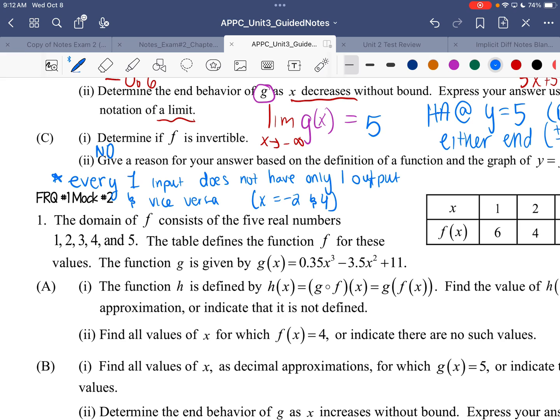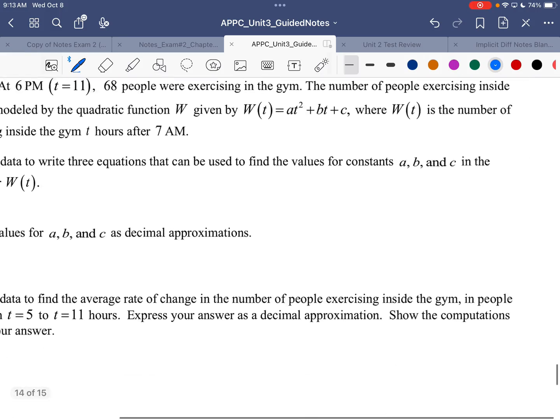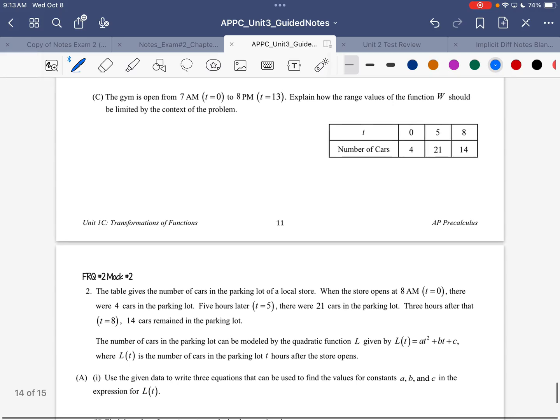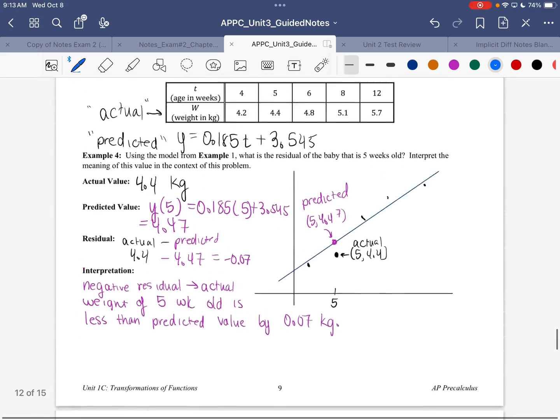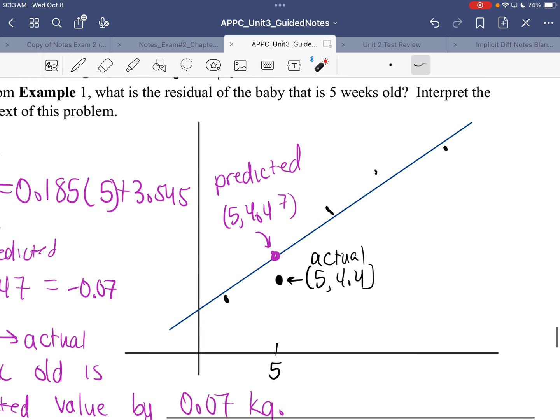1C2. What does it mean to be invertible? Invertible means that it's a one-to-one function. So every one input has only one output. I think I have another example on here. A line would be invertible. I can put a horizontal line through it, and at every place it's only going to touch it one time. A parabola is not invertible.